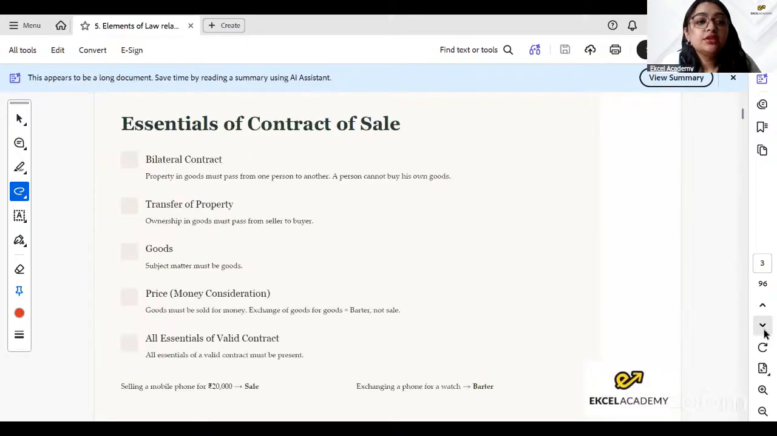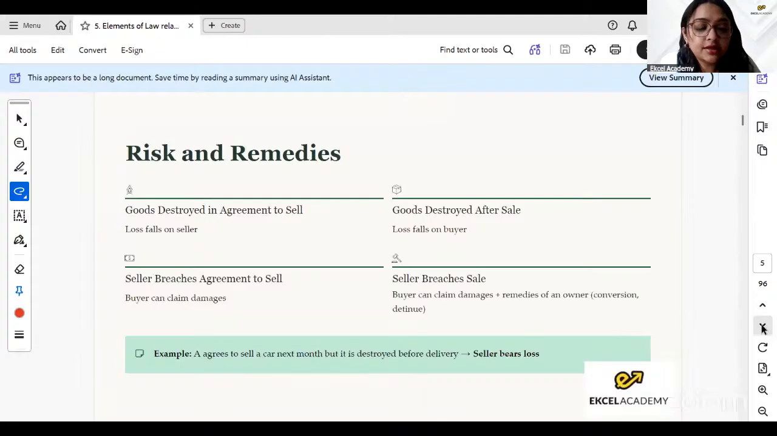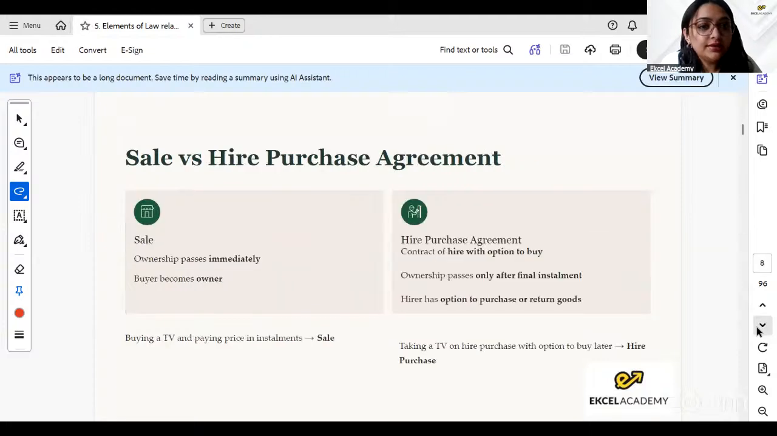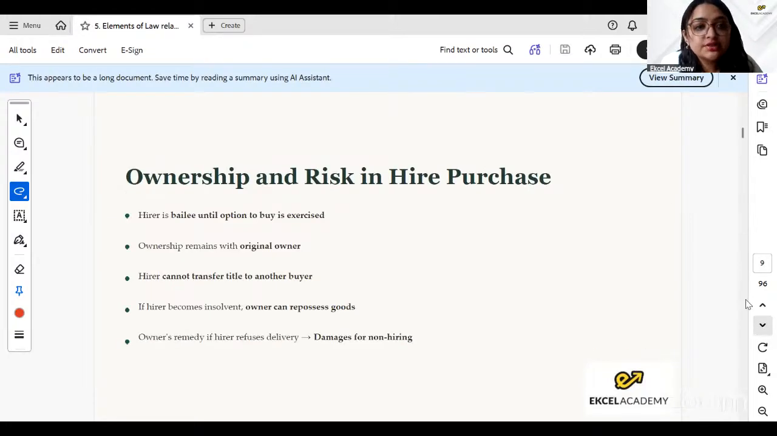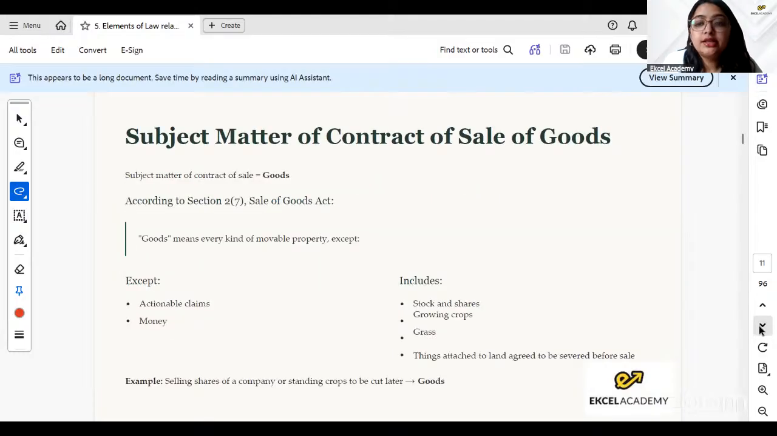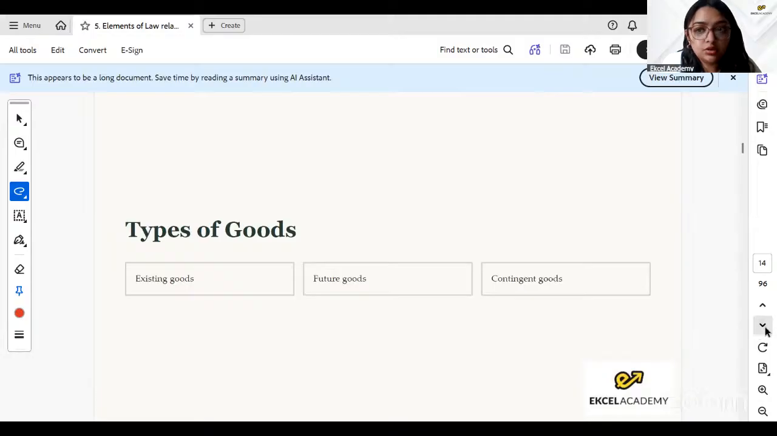Then we understood the various essentials of the contract of sale, and the difference between sale and different types of contracts. We had agreement to sell, and the risks and remedies in sale versus agreement to sell. Sale versus bailment, sale versus contract for work and labor, sale versus hire purchase, ownership and risk in hire purchase. We went on to understand goods, the different types of goods, what can be treated as goods, and what cannot be treated as goods.